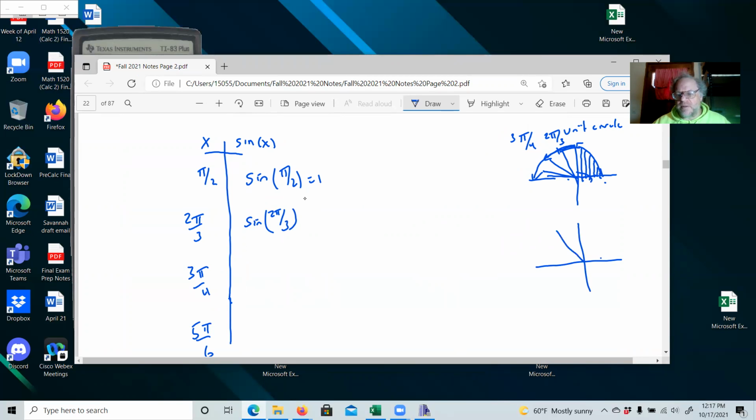Here's 2 pi over 3, right? Reference angle, right? This guy here, this is 1 pi over 3. We have to go 1 pi over 3 more in order to get to the horizontal. Okay, what was the sine of pi over 3? Right, this was the square root of 3 over 2.